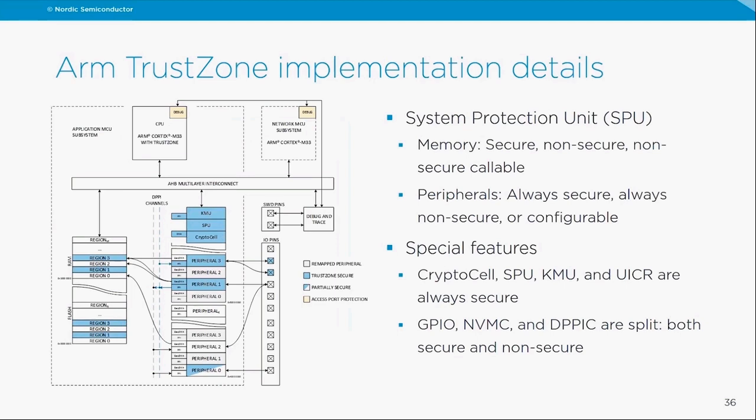So we have one peripheral that is related to TrustZone, and that is the System Protection Unit, the SPU. And this divides the memory into secure, non-secure, and non-secure callable. And the peripherals can be either always secure, always non-secure, or configurable. So there are some peripherals like the CryptoCell, the System Protection Unit, the Key Management Unit, and the UICR. These are always secure, and this is actually a requirement for some of the security certifications that are out there, like for example PSA from Arm. While the GPIOs, the non-volatile memory controller, and the DPPI are split, because they have several pins, GPIOs or channels. So you need to configure internally which one should be secure and which should be non-secure.